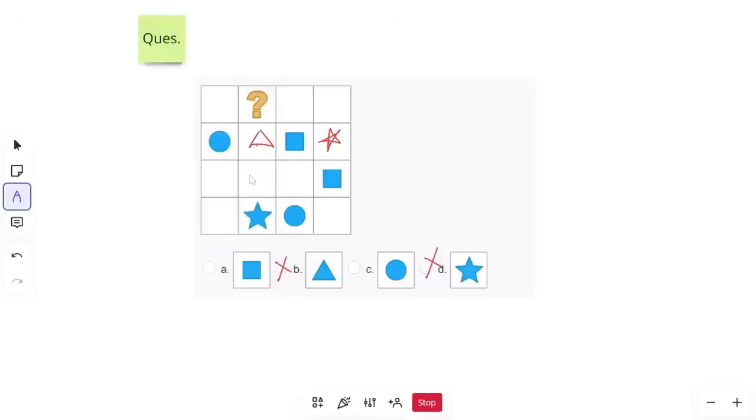Now we are left with 2 options, which is square and circle. So if you see square, can you put square here? No, right? Because square is already occupied in the same row. So you have to fill square here, and then circle can be filled here. So if you see, our question mark will be replaced with square. Okay, so the correct answer in this case is going to be square. Hope you have understood it. Let's now move on to the next question.